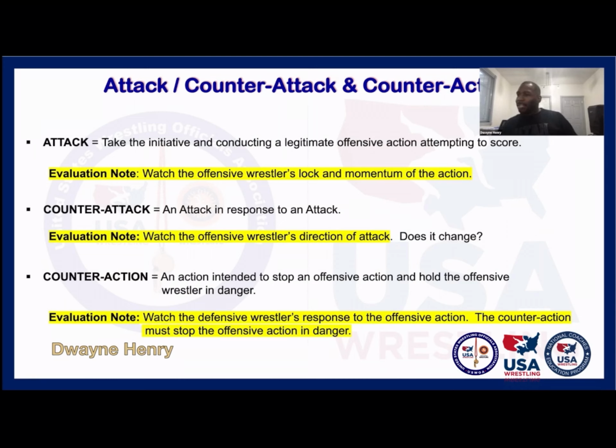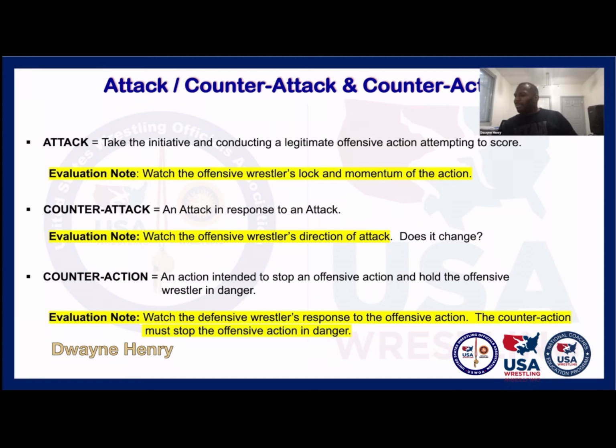Our counteraction situations are actions that are intended to stop the offensive wrestler and possibly even hold the offensive wrestler on their back. Those can come in a super wide array of options, obviously, because wrestling is a super dynamic sport.